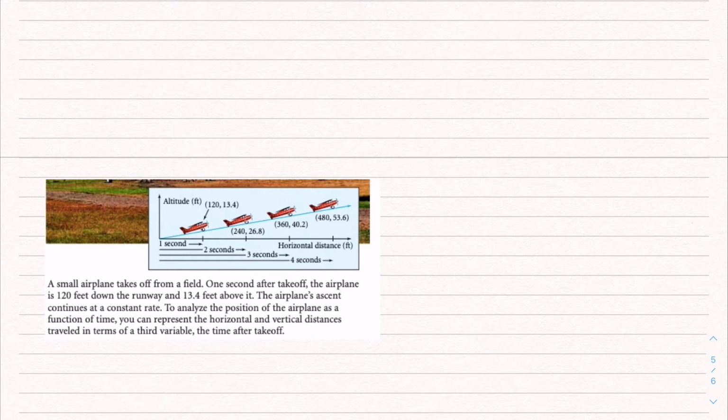Parametric equations. A small airplane takes off from a field. 1 second after takeoff, the airplane is 120 feet down the runway and 13 feet above it. The plane's ascent continues at a constant rate. To analyze the position of the airplane as a function of time, you can represent the horizontal and vertical distances traveled in terms of a third variable, the time after takeoff.